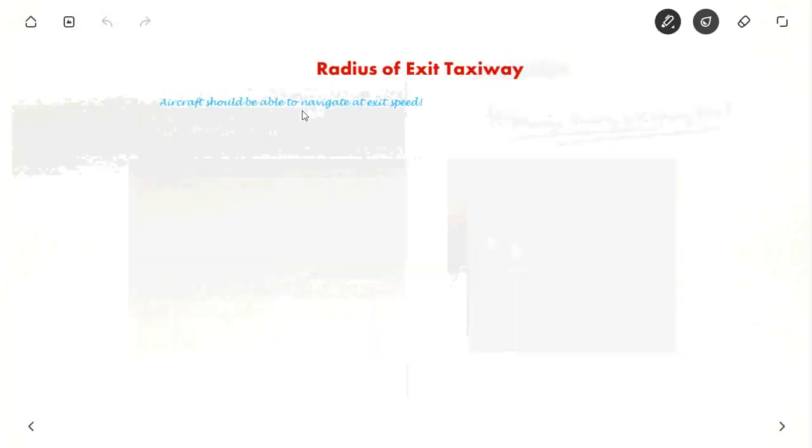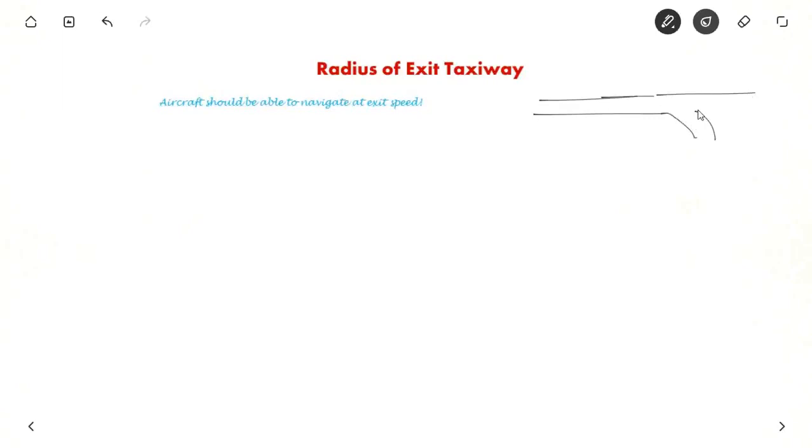Now let us see how to design the radius for exit taxiways. As you see, if this is the runway, the exit taxiways are located here. So you want to determine the radius. Sometimes at exit taxiways, there will be high speed clearance also. Even it will sometimes clear at 90 kilometers per hour also. So the radius should be good, so that aircraft should be able to navigate at exit speed. It should not go out of the taxiway. The same rule which applies for curves in roads applies here also, the centrifugal force and all that.